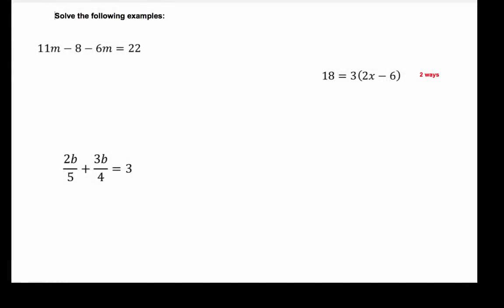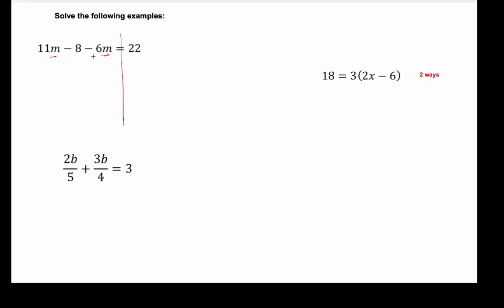Our first example, the equation is 11m minus 8 minus 6m equals 22. We don't have any parentheses to worry about. In this equation, though, we have two m's on the left side of our equal sign. Remember, I find it helpful to divide our workspace into two halves. Whatever we do on one side, we want to do to the other side, if we're trying to isolate a variable. That doesn't necessarily apply here, because here we have two m terms. We have an 11m and a negative 6m term.